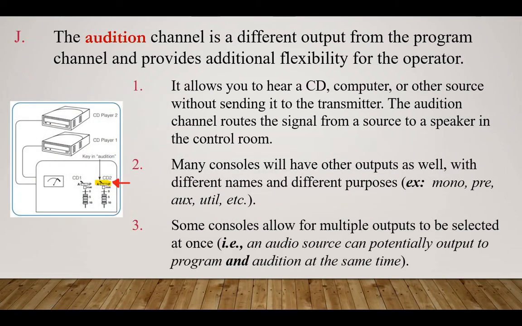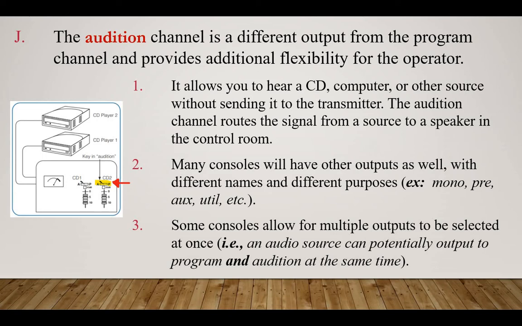The Audition channel is a different output from the program channel and provides additional flexibility for the operator. This is how you are able to send audio to a recording device or to use for some other purpose other than putting audio out over the air. So this gives you the chance to, well, audition certain types of audio. Sometimes you may have several different types of audition channels. They may come in different names or different abbreviations such as mono or pre or utility.